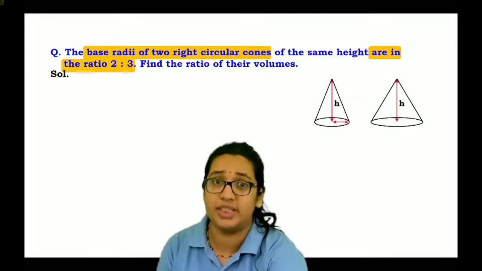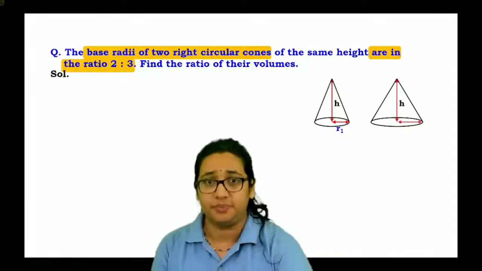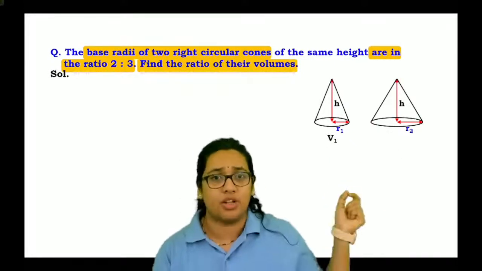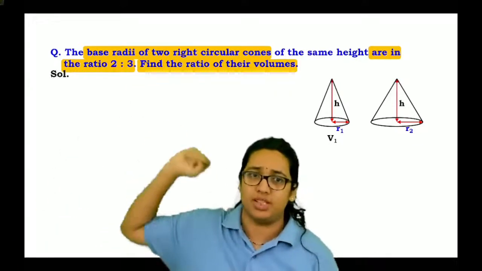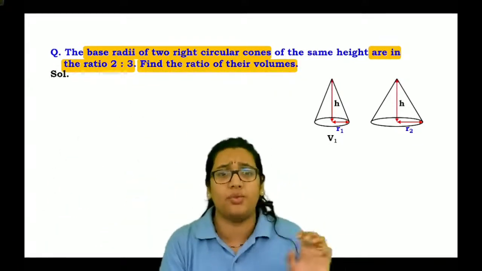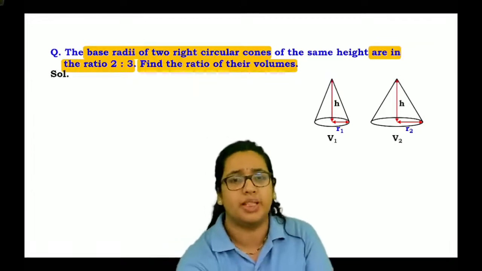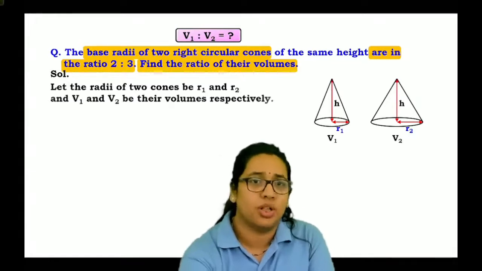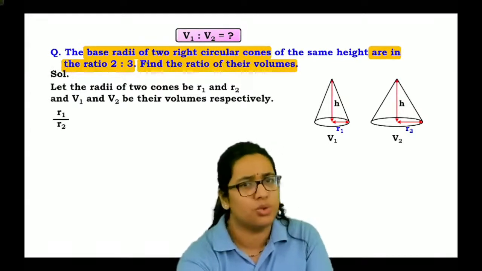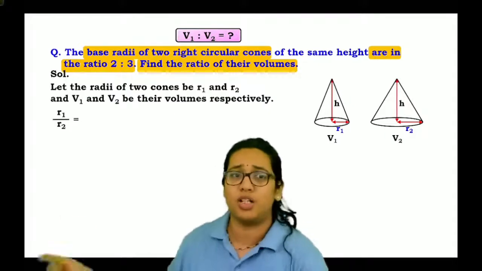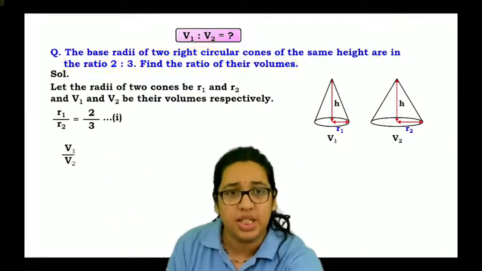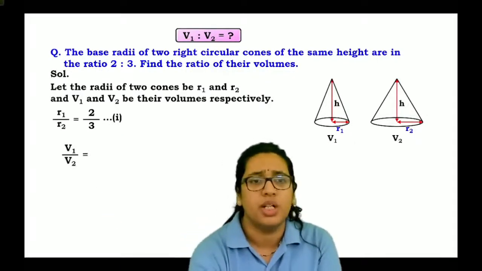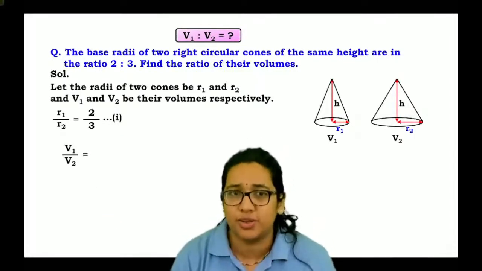That they are of the same height. But if you consider R1 and R2, then R1 upon R2 was given as 2 and 3. We have to find the ratio of their volumes, meaning you had to find V1 upon V2. Okay, so consider R1 and R2 respectively. So R1 upon R2 is given as 2 upon 3, and we have to find the ratio between volumes. So we know that V1 upon V2. But what is the formula for volume? Look.